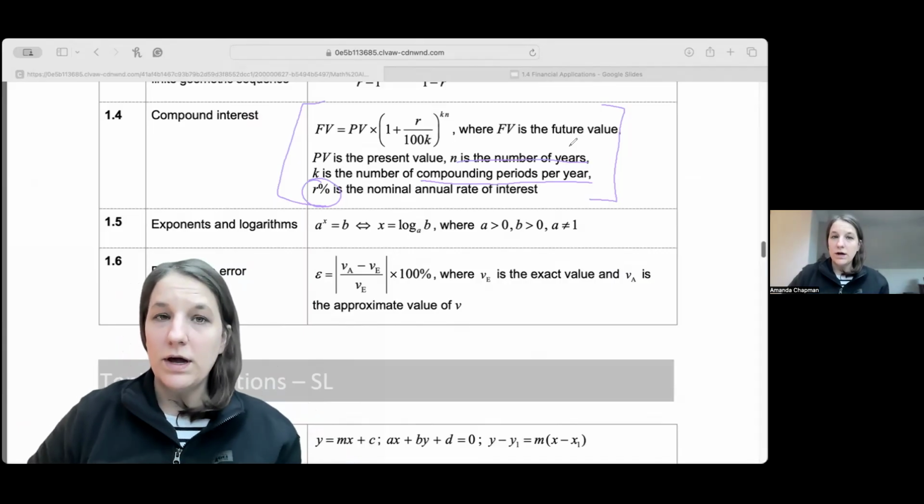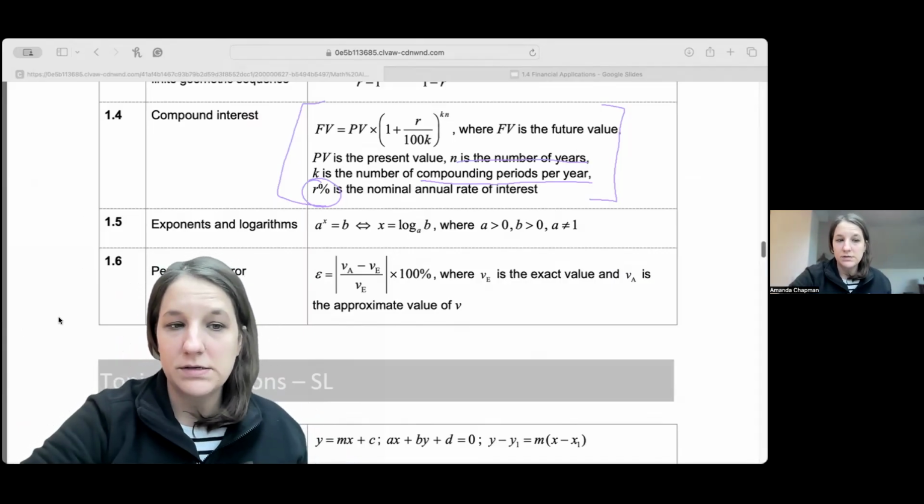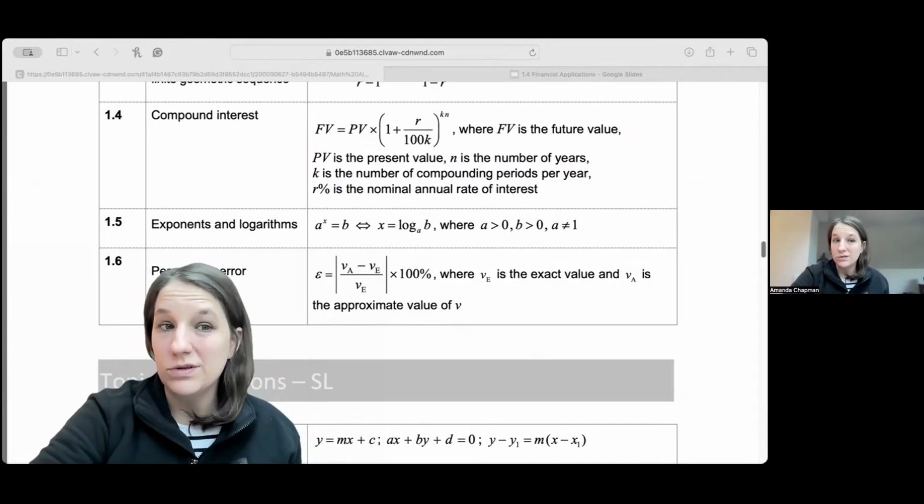So this is the formula we're going to look at. Go ahead and copy this down and pause this video. And once you have it copied in your notes, I will teach you how to use it.